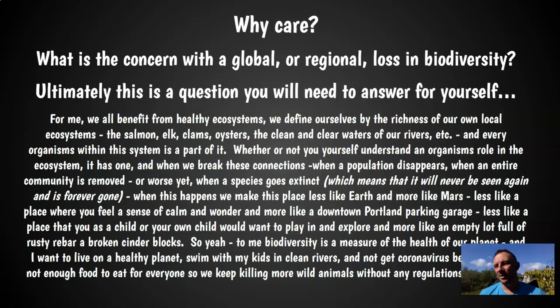We may not be able to identify or understand the role of every organism. We may not care about some microbe or some worm, but it's going to be tied to what we do care about. It's going to be tied to the clams and the crabs and the fish and the salmon coming back and the baby salmon having food to eat. And all of this is tied together whether or not we understand it or appreciate it. And every time we remove a species, every time we remove a population, or worse yet, when something goes extinct, because when it's extinct, it's gone forever.